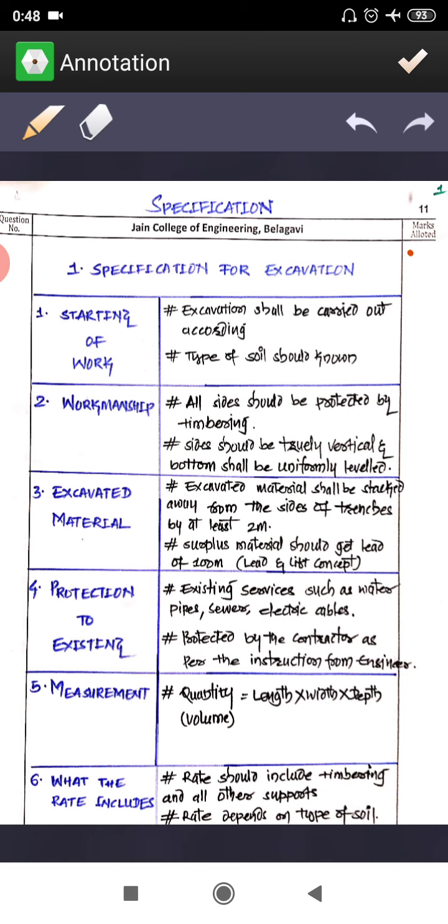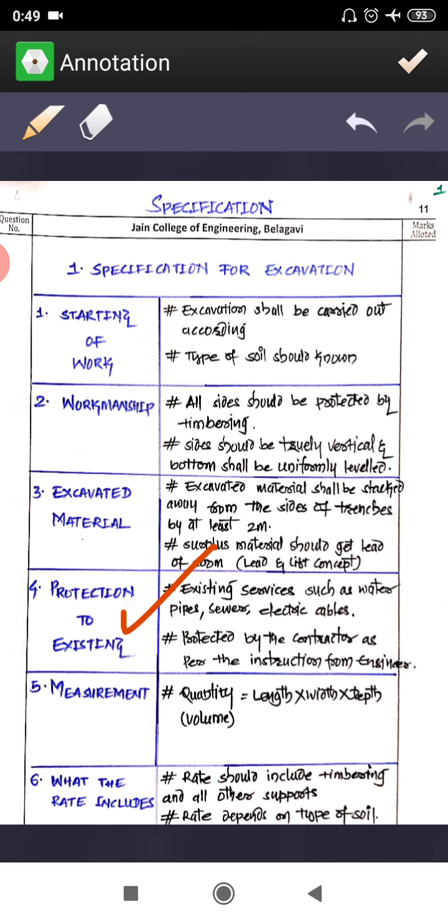Then the next is protection work. As I said, you have to make sure that the existing work is protected. Existing work means, suppose you have pipelines, sewer lines, or electric cables. You have to make sure that you protect those existing works. Then after protecting, you are supposed to start the work. Now whatever protected work there is, that will be directly related to the contractor.